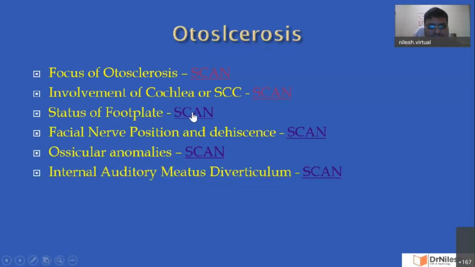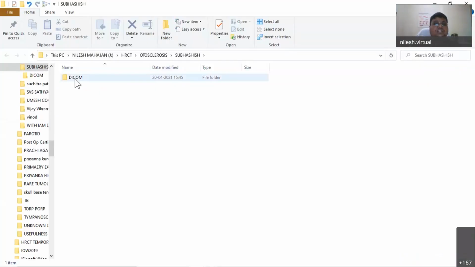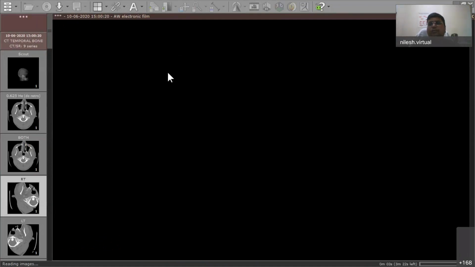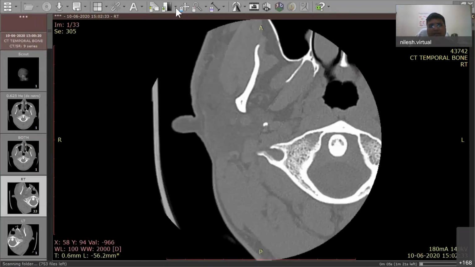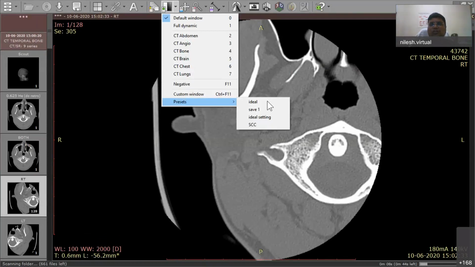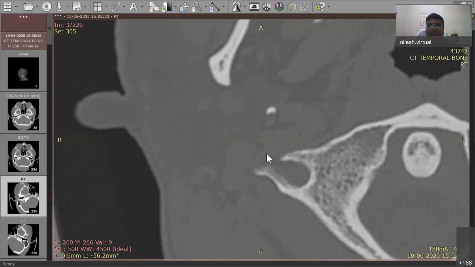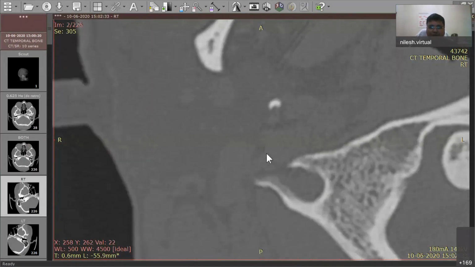Next, you have to see the status of the footplate. Sometimes there is an entity called infraradiological otosclerosis. It means only the footplate will be thick, but there will not be any definite otosclerotic focus. That happens in some cases. Or even if footplate thickness is normal and there is no otosclerotic focus and no other ossicular fixation, if your clinical diagnosis is otosclerosis, radiologically it is called infraradiological otosclerosis. It means the otosclerotic focus or fixation is so low that it could not be picked up with the HRCT temporal bone.